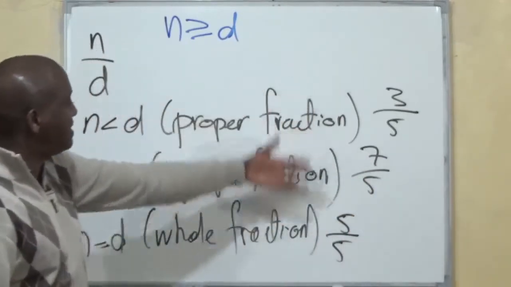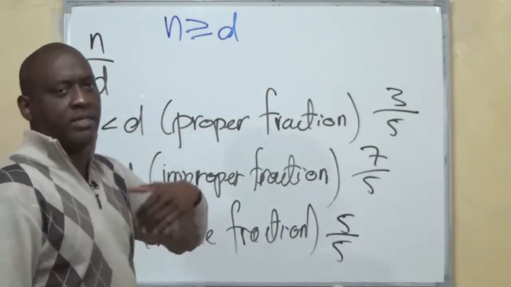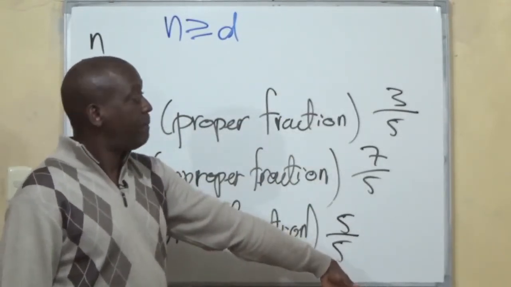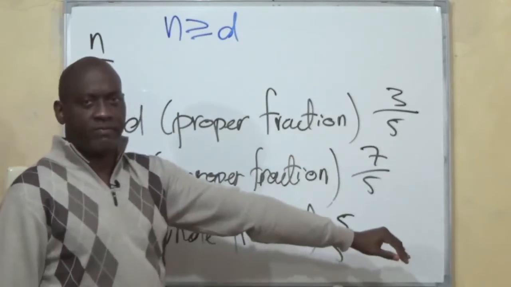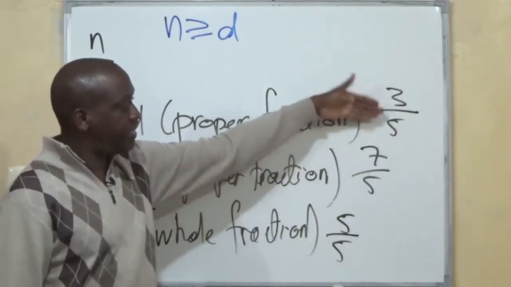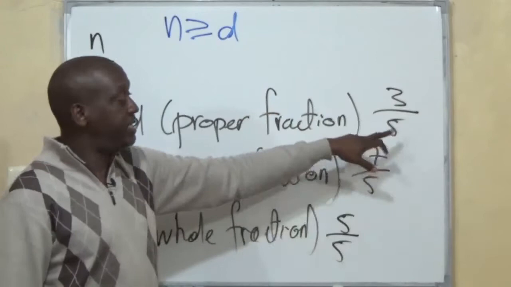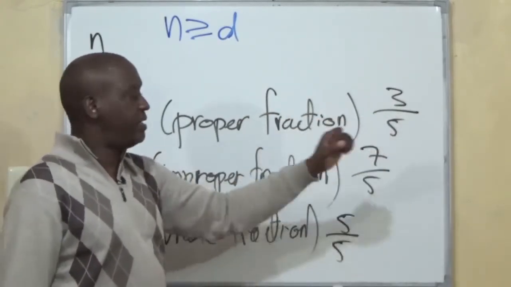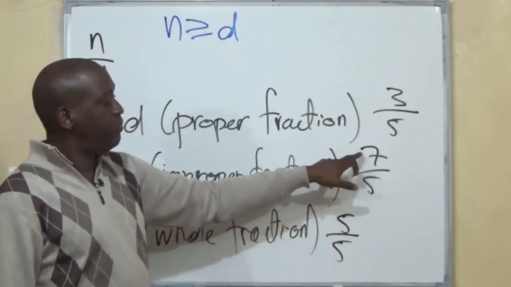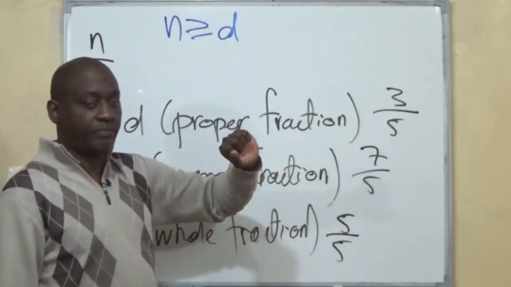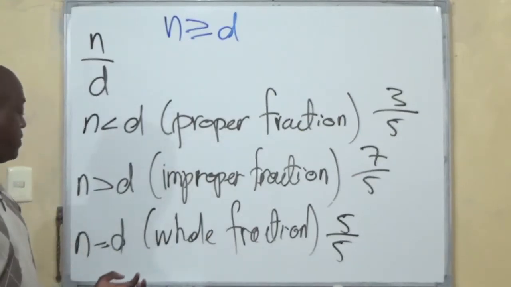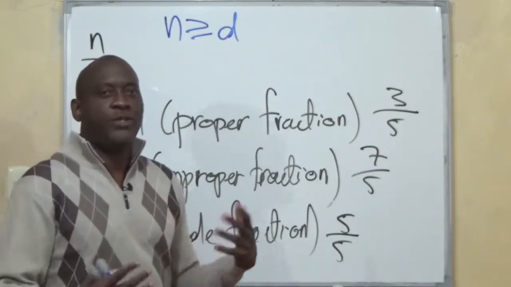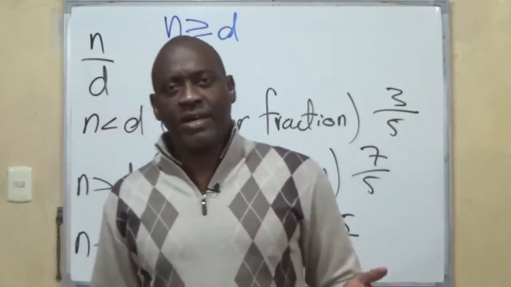So for example, in this case where we were talking about examples of the different types of fractions, we use the denominator as 5. So for a proper fraction where the denominator is 5, the numerator must be less than 5. An improper fraction where the denominator is 5, the numerator must be greater than 5. And for our purposes, if we're talking about the whole fraction, then if the denominator is 5, the numerator must also be 5.